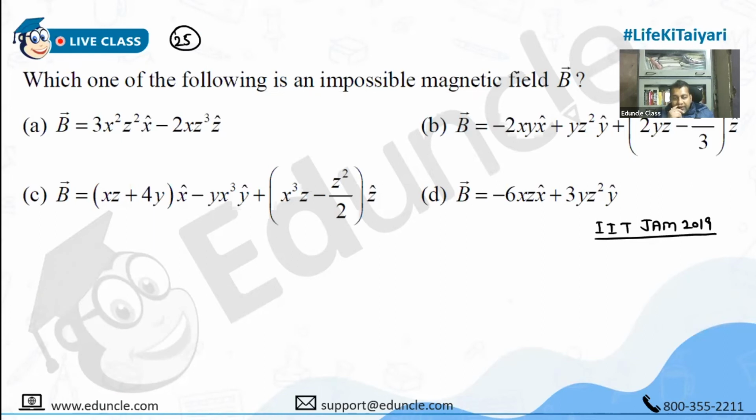How to check? Can anyone tell me? The del dot B is zero. So the one which does not give del dot B equal to zero is an impossible magnetic field. So you need to check the divergence of all of the options. It's option D. All others give del dot B as zero. Yes, sir. It does not give zero.